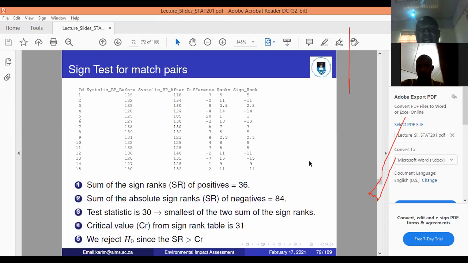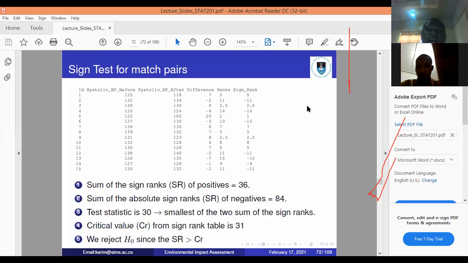Now let's look at the sign test. How do we use the sign test? Here we are looking at a situation due to an environmental impact.